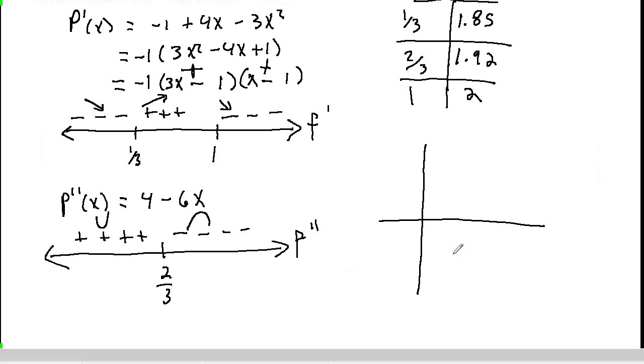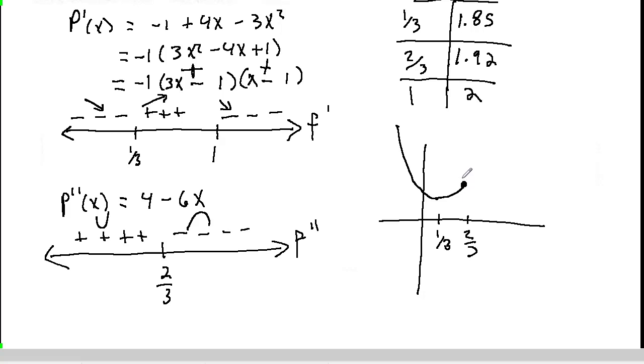So at 1/3, we get 1.85. And then to the left of 1/3, by following your two sign charts here, you are decreasing and concave up. So that means you're bent something like that. And then once you get past 1/3, you start increasing, but you're still concave up until you get to 2/3. And you're not going up a whole lot.